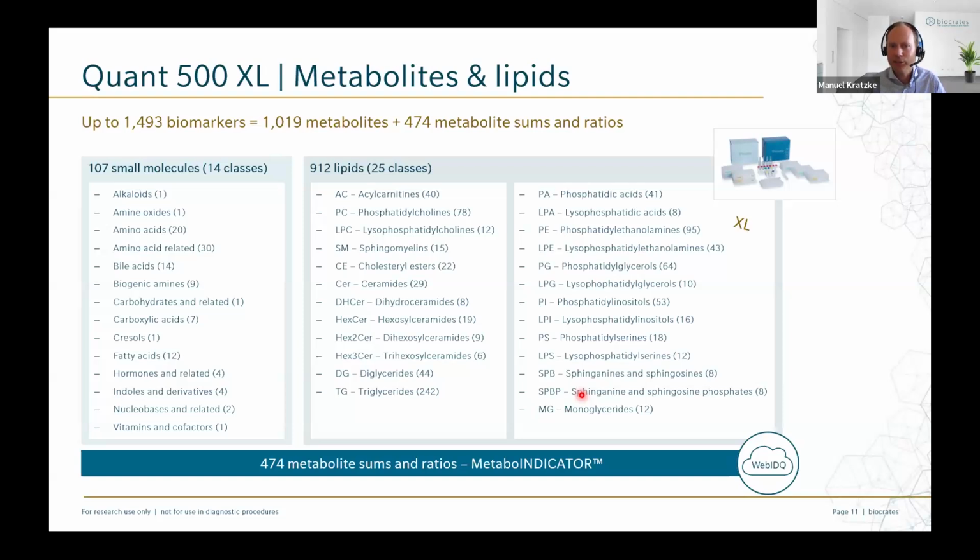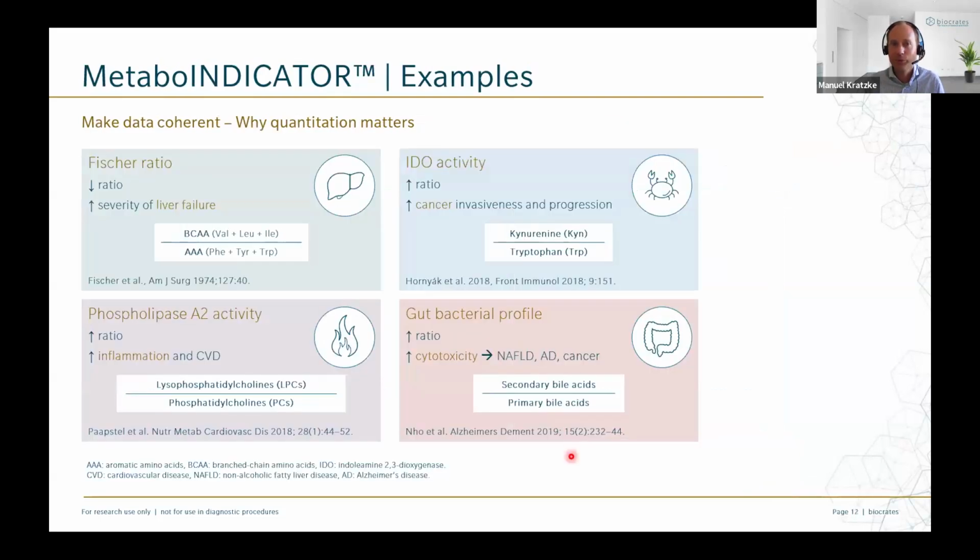And then there's a very nice feature with all of our kits. In addition to the pure concentrations of each metabolite which is covered, so-called metabolism indicators are calculated. These are indication-driven sums and ratios which are proved by a publication, for example, for aging or for diseases. And they are calculated in addition to the concentrations and can be added to the results at the end of the quantification.